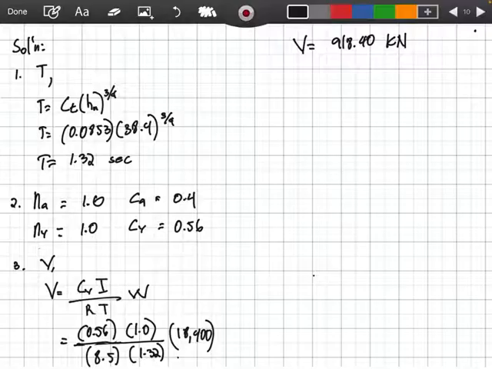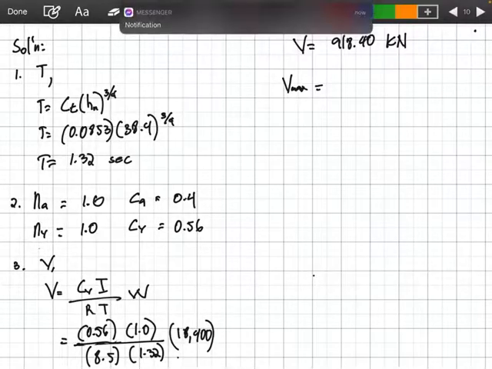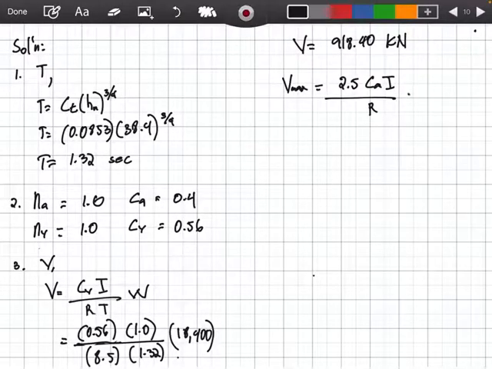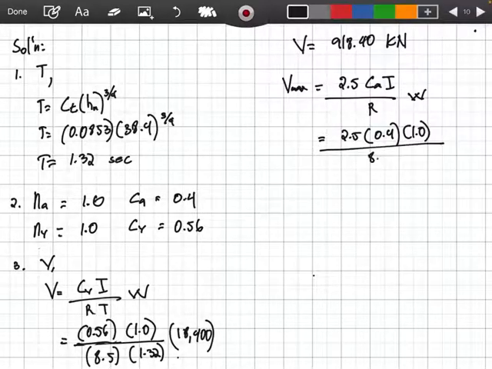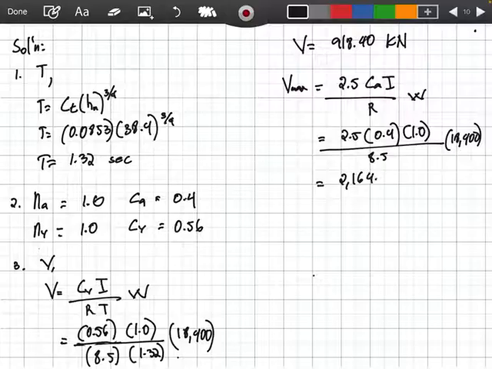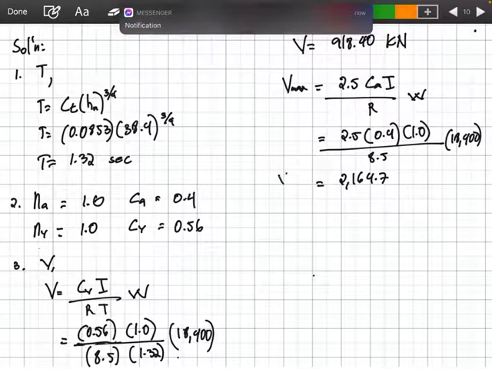So, for us to get the maximum, the Vmax, that is given by the equation sa ating NSCP, 2.5 CaI over R times W. So, 2.5 Ca natin would be 0.4. Importance factor is 1.0 over 8.5 times the weight, which is 18,400. At ano ang ating upper limit? The upper limit, you have to compute this one on your own, okay? So, it would be 2,164.7. Okay? So, ito yung ating upper limit.